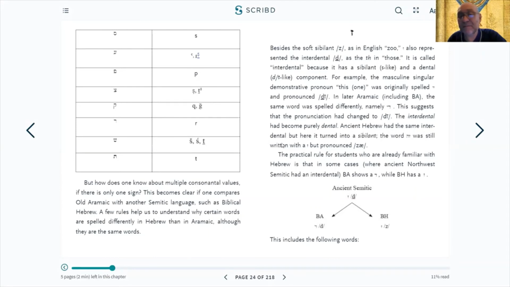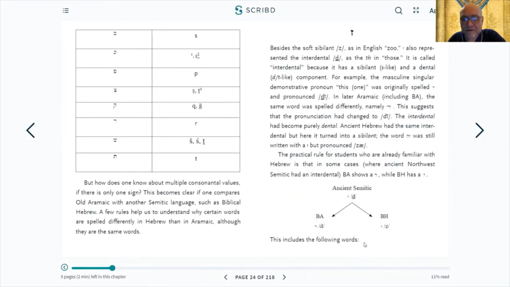Ancient Hebrew had the same interdental, but there it turned into a sibilant. The word, which looks like Zayin Hey, was still written with a Zayin, but pronounced Z-A-E. The practical rule for students who are already familiar with Hebrew is that in some cases where ancient Northwest Semitic had an interdental, Biblical Aramaic shows a Dalet, while Biblical Hebrew has a Zayin. I think in the other book, we kind of saw that too. Okay, ancient Semitic. So Biblical Aramaic, we've got a D, Dalet. Biblical Hebrew, we've got the Z sound. So it's like they're interchangeable between the languages.